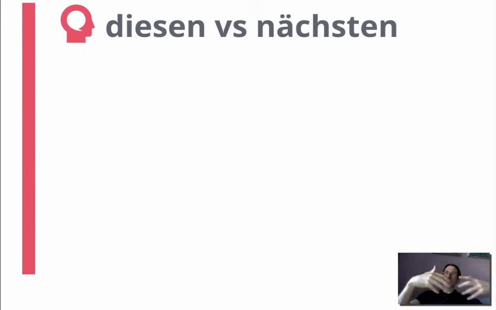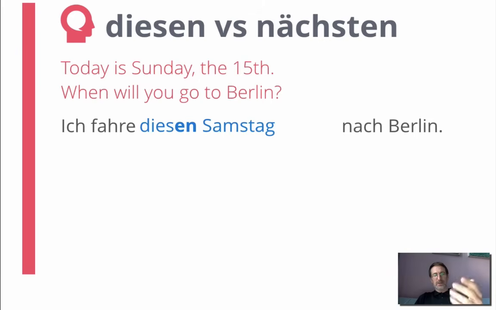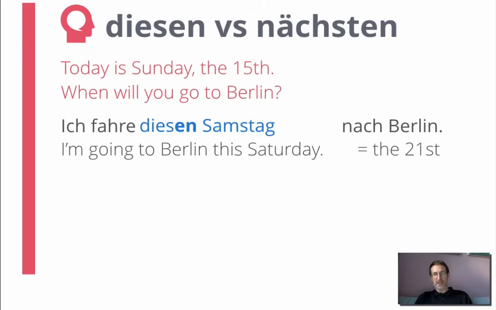There is one thing though, a little bonus for you. Even the Germans cannot agree on this. Let's say you want to say today is Sunday the 15th, and you want to explain to someone when you go to Berlin. Or someone asks you, hey, when will you go to Berlin? When you say, ich fahre diesen Samstag nach Berlin, that's very clear. That means this Saturday, the one that is right ahead of you. No problem. I'm going to Berlin this Saturday.